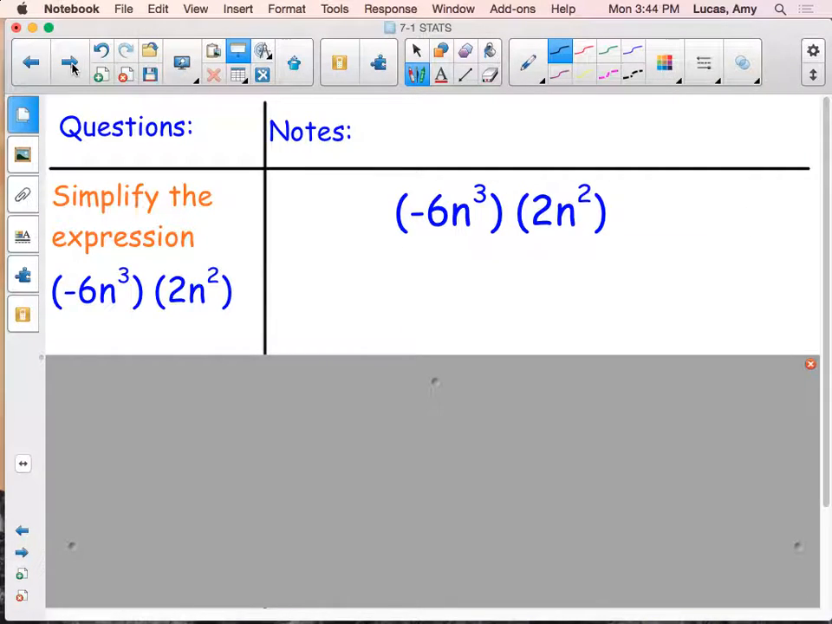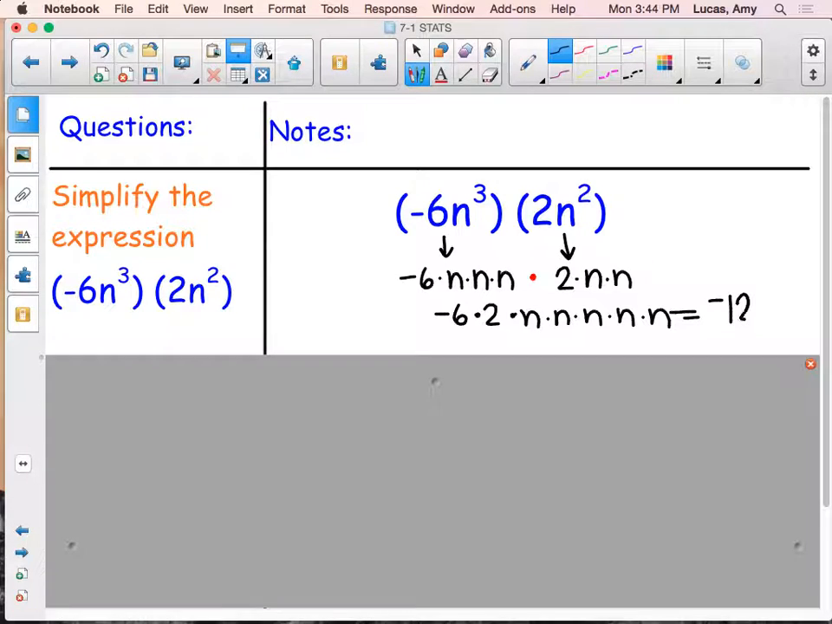Next up, negative 6n to the 3rd would look like this. 2n to the 2nd looks like this. Then because they're in parentheses next to each other, they're multiplied together. Well, I can change the order. The commutative property says I can change the order of what I'm multiplying. So I can change it like this. And then negative 6 times 2 is negative 12. And I count that I have 5 n's, so n to the 5th power, like that.